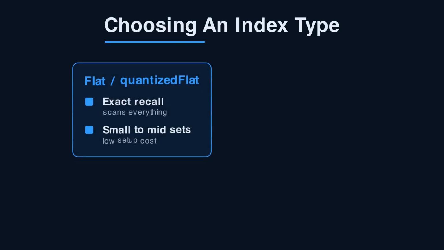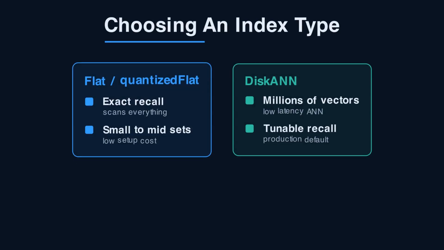Cosmos DB offers 3 vector index types, and this choice drives both cost and recall. Flat does an exact, brute force scan, perfect recall, but it scans every vector, so it only suits small collections. QuantizedFlat compresses vectors to cut storage and request units while staying fast at moderate scale. DiskANN is the approximate nearest neighbor index built for large datasets, giving low latency and high recall at millions of vectors, with a small recall trade-off you can tune. Rule of thumb: start with DiskANN for anything production-sized.